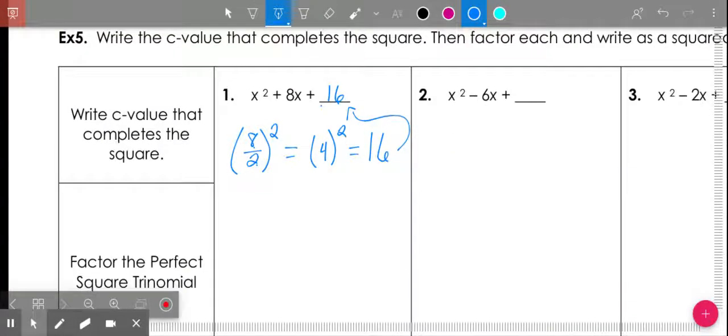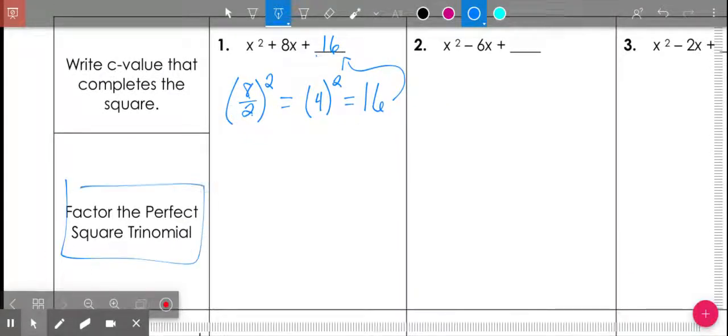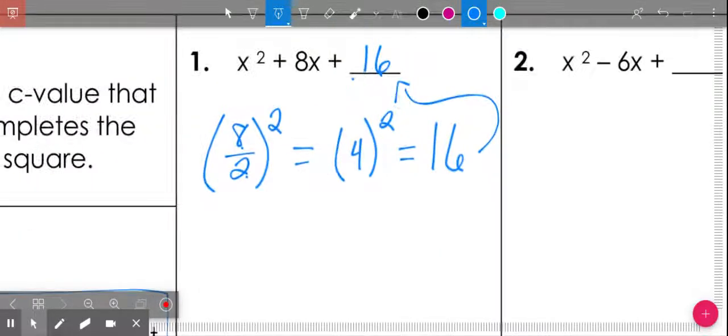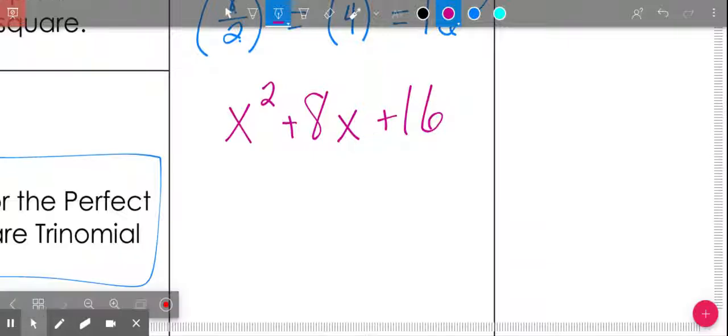So from here, now it says we need to factor the perfect square trinomial. So I'm going to rewrite this just so it's a little bit easier to read. I suggest you do too. So x squared plus 8x plus 16. And we want to factor this. So we want to think what's going to add to give me 8. But when I multiply it, I get 16.